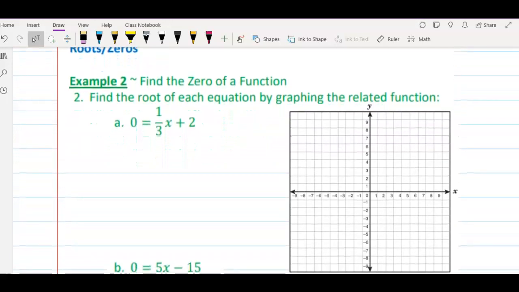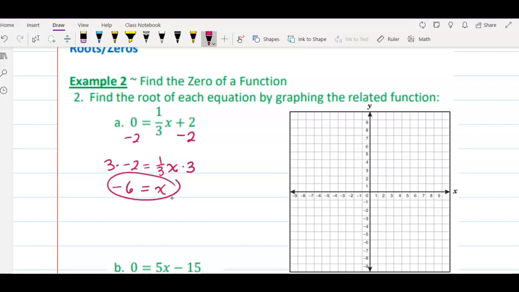Here we have a linear function. Now, I'll be honest, this would not be extremely difficult to solve. We would subtract 2 from both sides, and then we would multiply by 3, and we have our answer. Not very difficult to solve. In fact, solving it by graphing would probably be more involved, but let's try it.